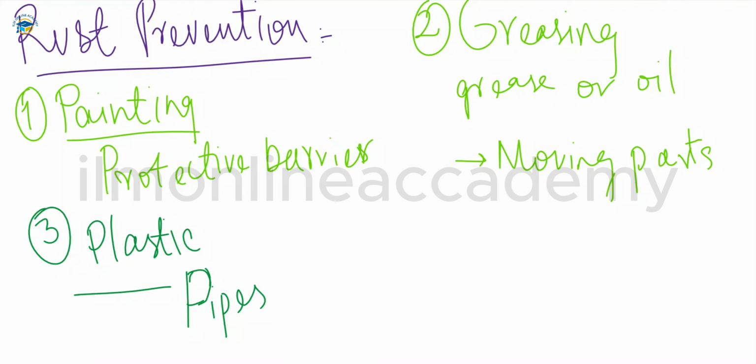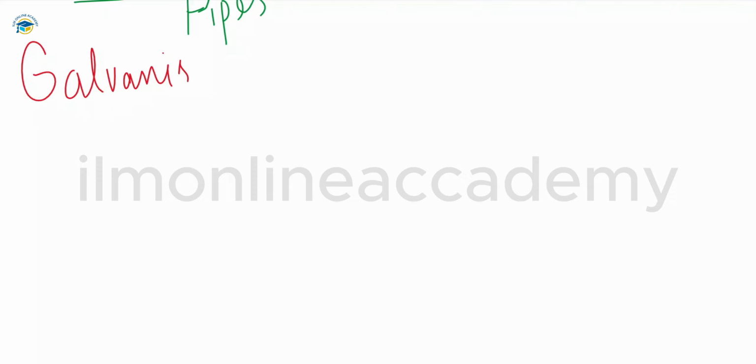Next we will talk about something that is galvanizing. So galvanizing is when zinc is applied as a protective coating over the iron or steel surface, forming a physical barrier. To do this, the object is dipped into molten zinc and a thin layer of zinc is formed.